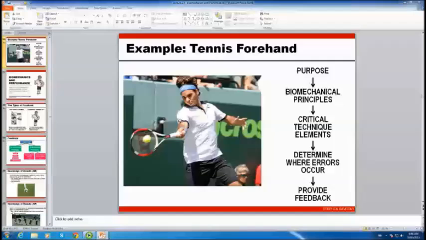Number three, we've gone critical elements. Instructions, in other words. Grip the racket. Face the ball. Watch the ball as it comes in. Racket back. Strike the ball. Follow through. All this has been done, and then we determine where the error occurs.